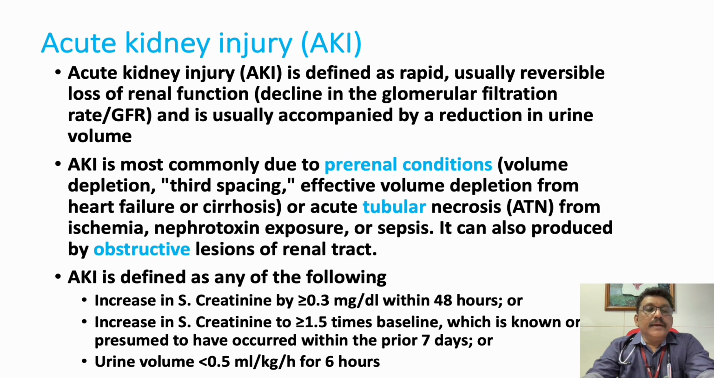Acute kidney injury is defined as an increase in serum creatinine of more than 0.3 milligram per deciliter within 48 hours, or an increase in serum creatinine to more than 1.5 times baseline, and urine volume reduced to less than 0.5 ml per kg per hour for the last 6 hours. All these can be due to acute kidney injury, but the last one, reduced urine output, can occur in many conditions where there is pre-renal injury.